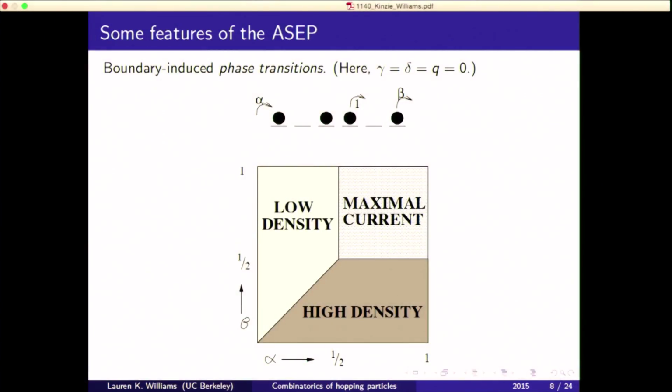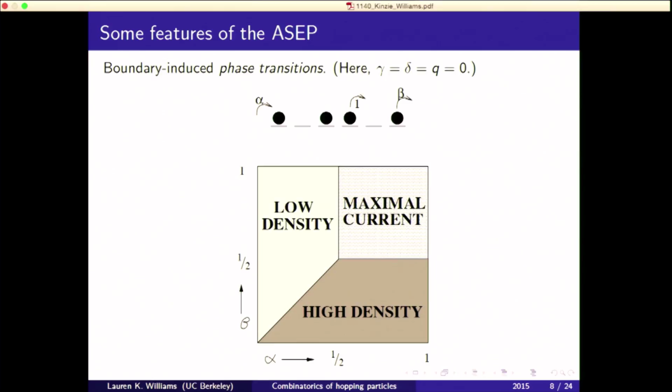Okay, so people in statistical mechanics are interested in this model because, for example, it has boundary-induced phase transitions. In this particular picture, I'm considering the special case where gamma, delta, and q are 0. Here you can indeed think of this as traffic on a one-way street. The picture below has an alpha axis and a beta axis, and alpha and beta both range between 0 and 1.